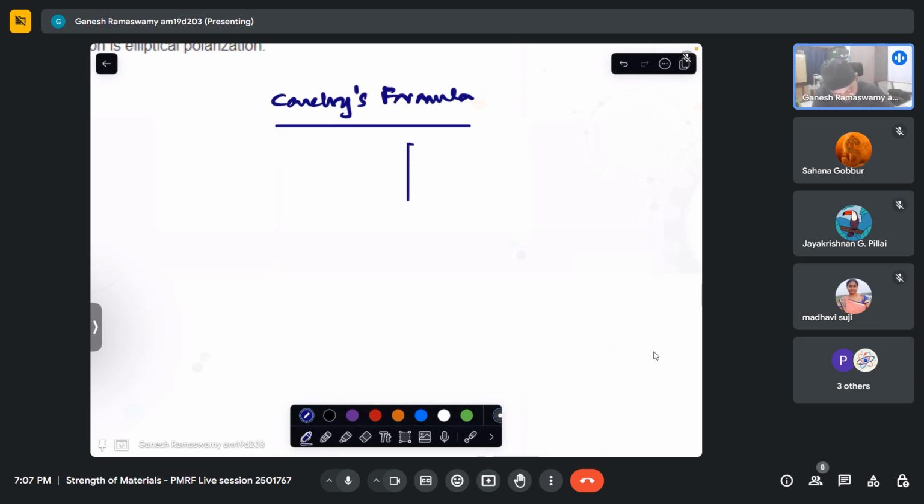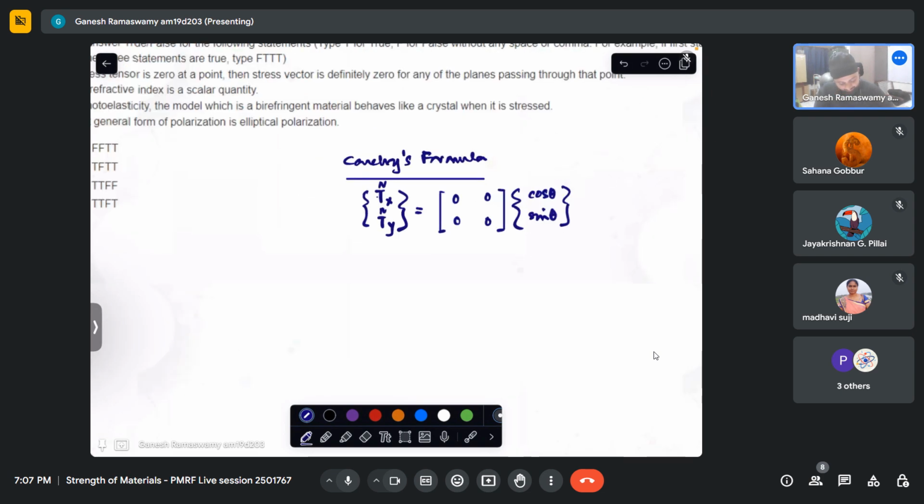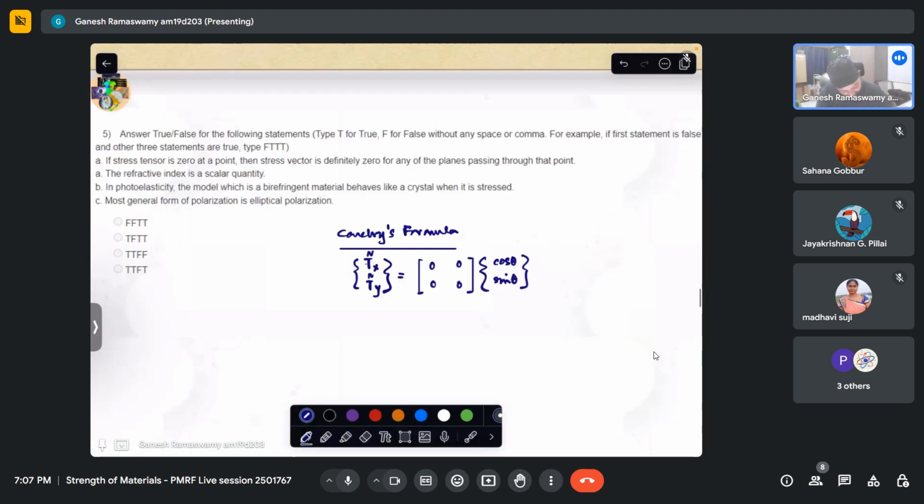So what they are saying is my stress tensor is 0, for any normal which is characterized by the angle theta, my traction along n. This is what they are asking. If the stress tensor at a point is 0, then the stress vector is definitely 0 for any of the planes passing through that point. If I multiply this out, I can see that this holds good. So this is true.